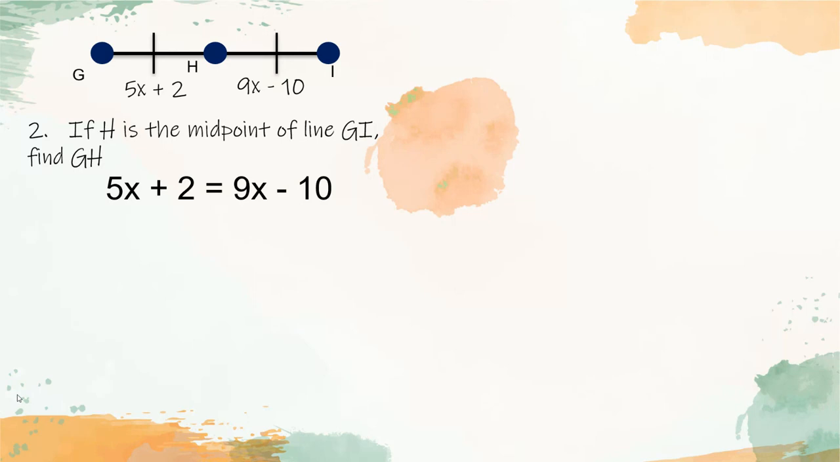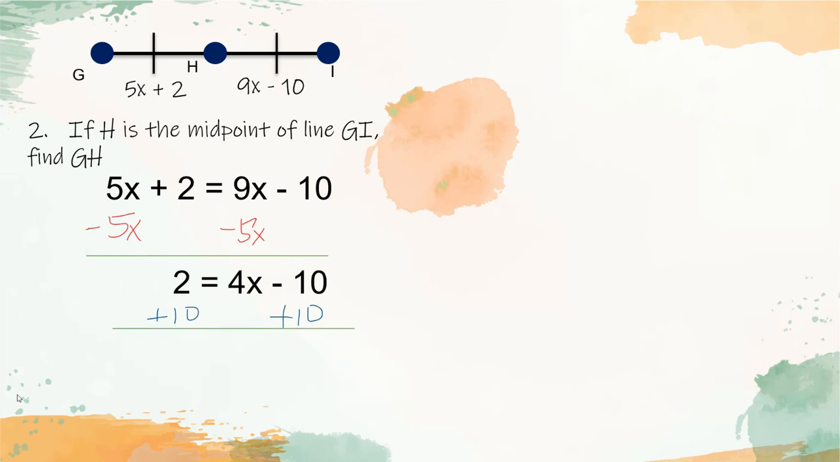Again, going through our Algebra 1 skills, getting x on one side by itself. So again, I want to make x positive by subtracting the smaller one from the bigger one. So we've got 2 equals 4x minus 10. Add 10 on both sides. 12 equals 4x. Get x by itself by dividing by 4.